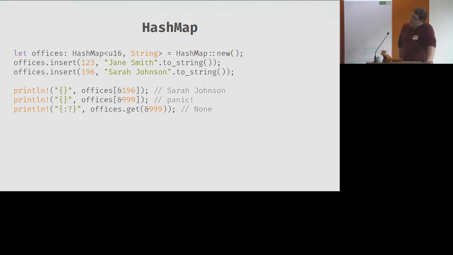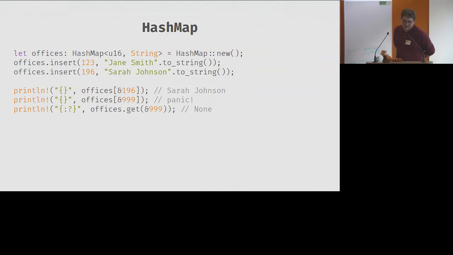The fourth built-in type that I want to talk about is the hash map. This is similar to JavaScript's object or Python's dict, but it's a little pickier because of the type system. So let me walk through this example. We have a mapping of office numbers to people's names.